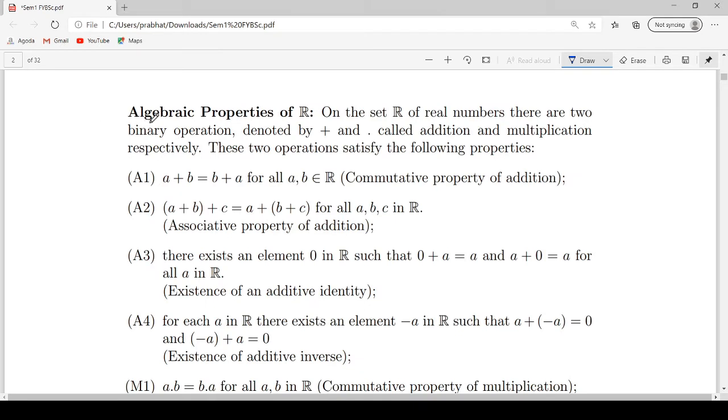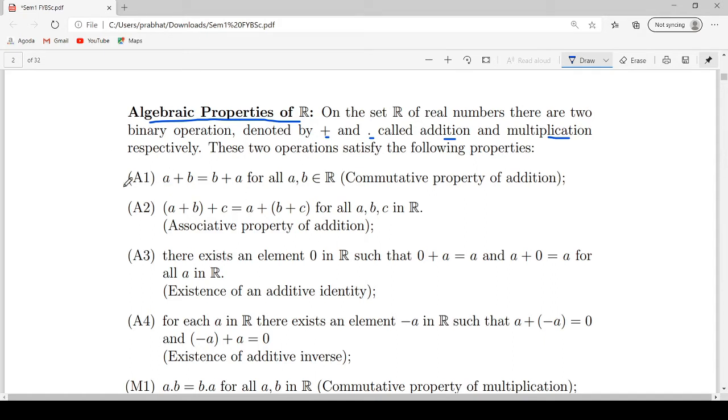Now let's see the algebraic properties of our set of real numbers denoted by R. On this set of real numbers R, we have two binary operations called addition and multiplication. Addition is denoted by this plus symbol and multiplication is denoted by this dot symbol. And these binary operations, addition and multiplication, satisfy certain properties which are called algebraic properties that are listed below. Let's see them one by one.